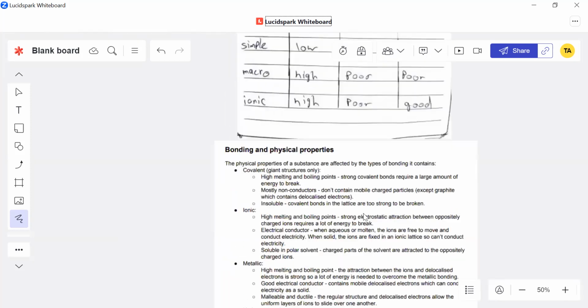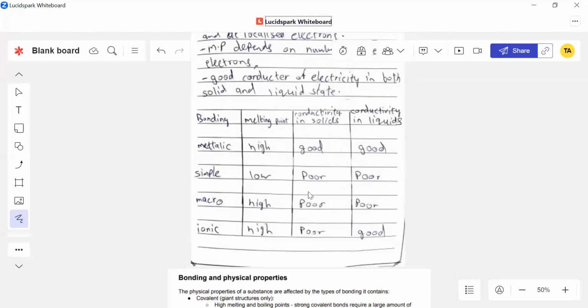You only need to know the summary of the 4 lattices. In metallic lattices, where you have positive ions in a sea of electrons, the melting point will be high. Conductivity in solids is good. Conductivity in liquids is also good. Simple molecular will have a low melting point. Conductivity is poor. Conductivity in liquids is also poor. Macromolecular have a high melting point. They have poor conductivity in both solids and liquids.